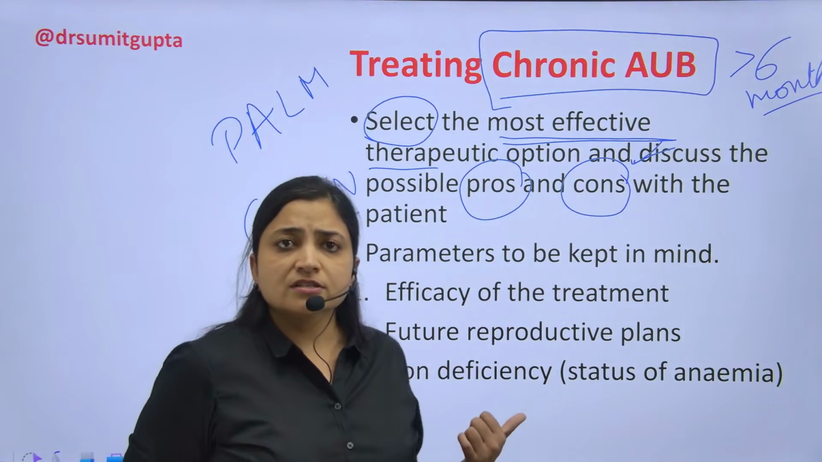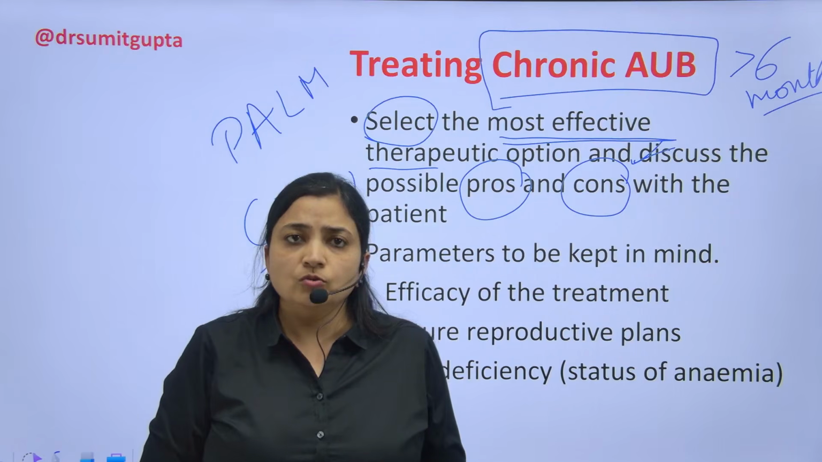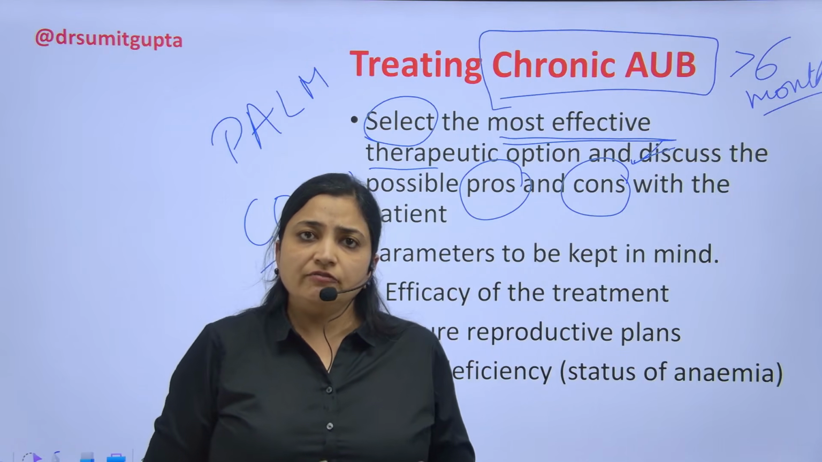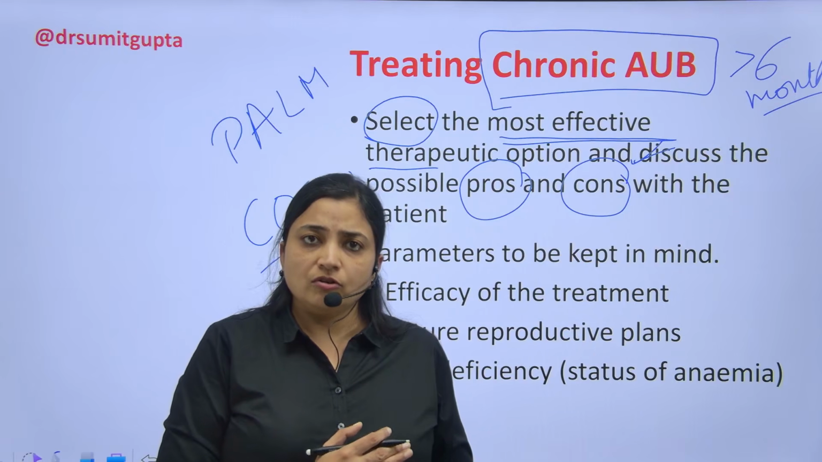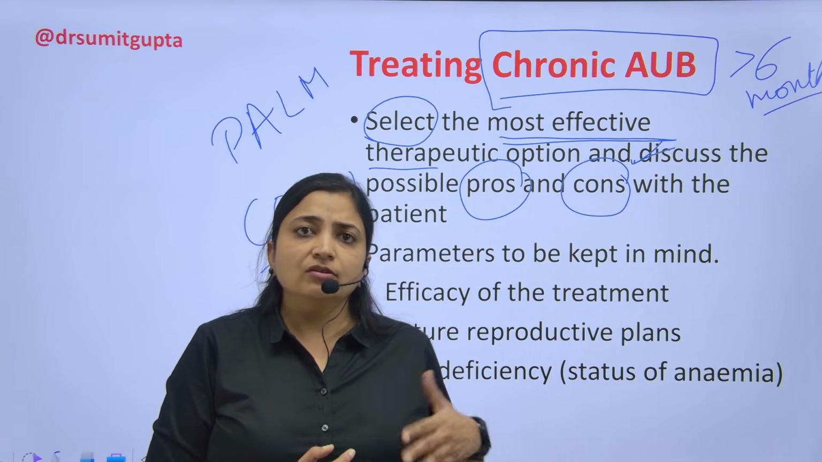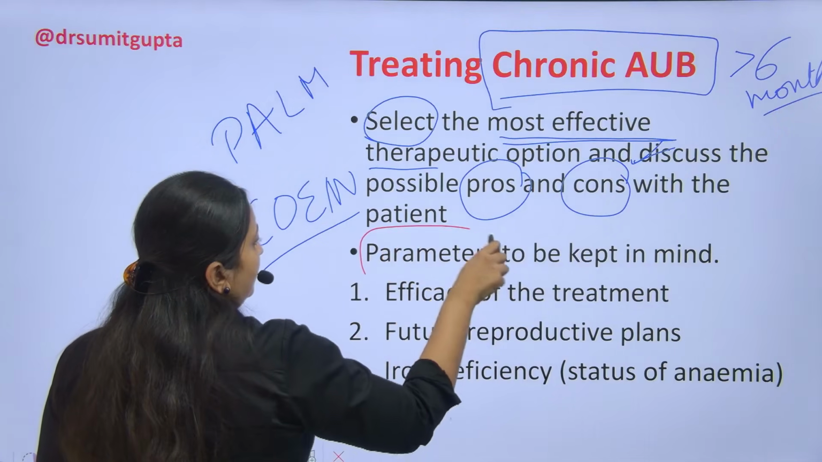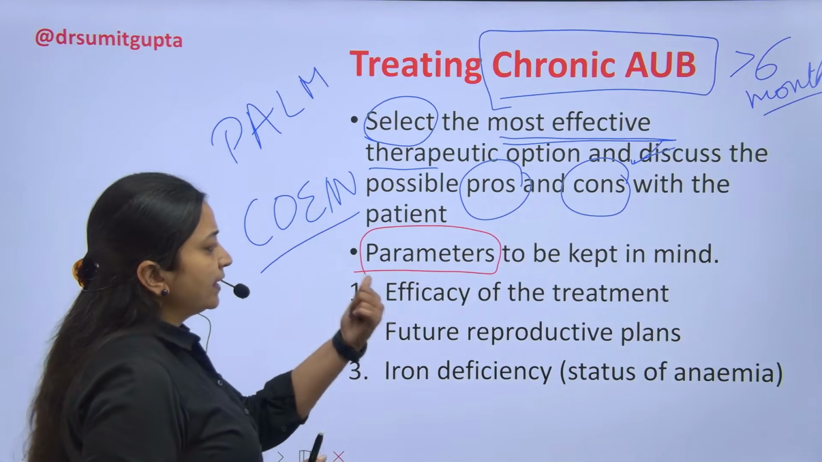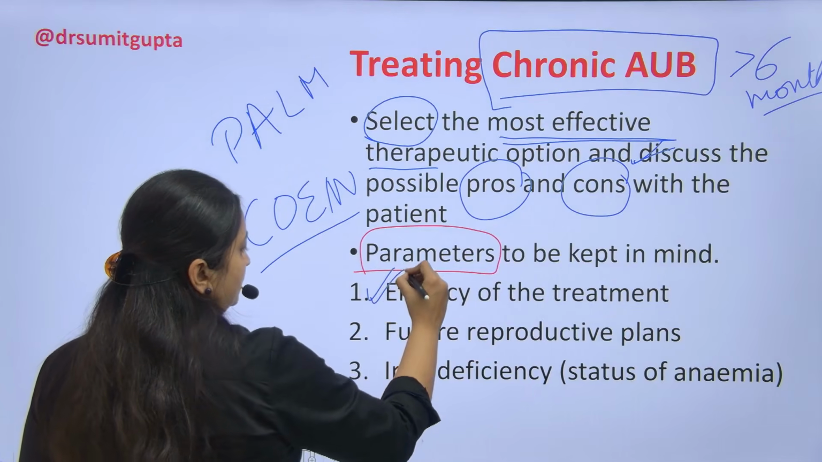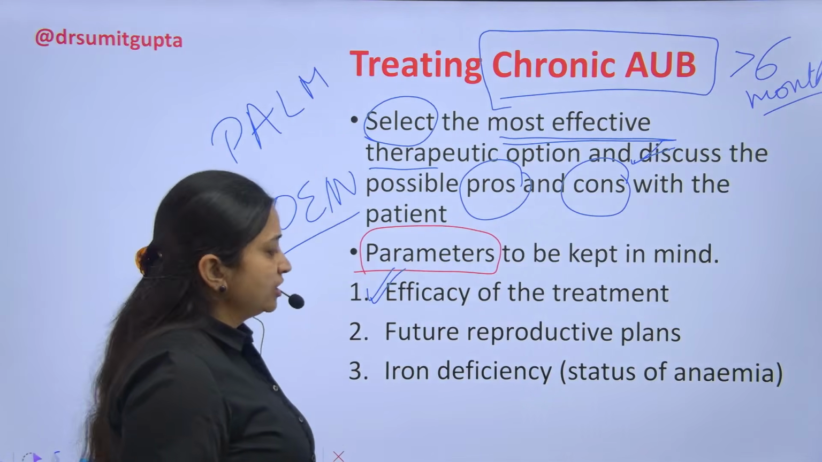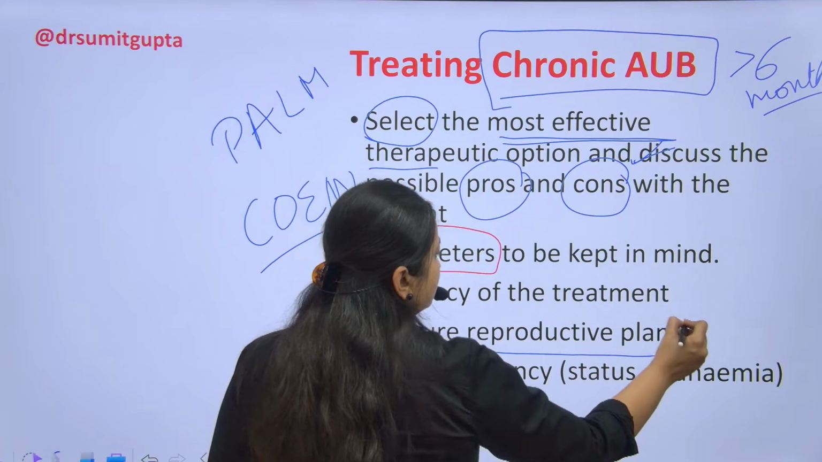Now I am going to discuss a whole spectrum of options for you, but we cannot apply each and every option to each and every patient. We will have to talk to the patient about what she wants and what the actual problem is. Depending on that, we can manage the patient. So what are the parameters that we will be discussing with her? Efficacy of the treatment, how effective the treatment would be, and what are her future reproductive plans.